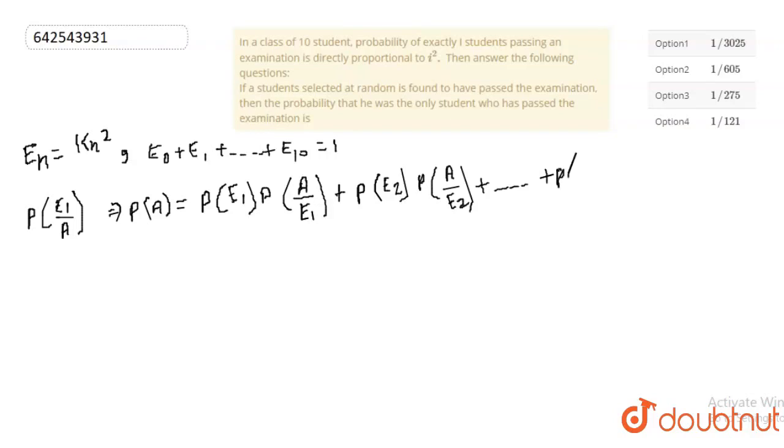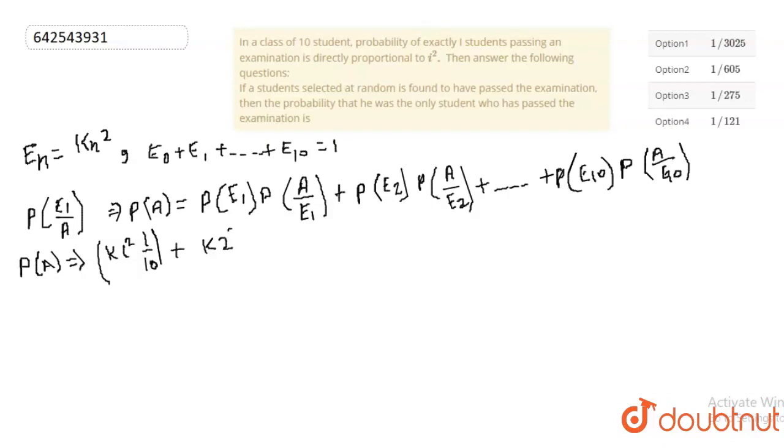P of E10 P of A upon E10. Now we will find for K, then the P of A will be K 1 square, 1 upon 10 whole square, plus K 2 square, 2 upon 10, as the same that will also go up to 10.